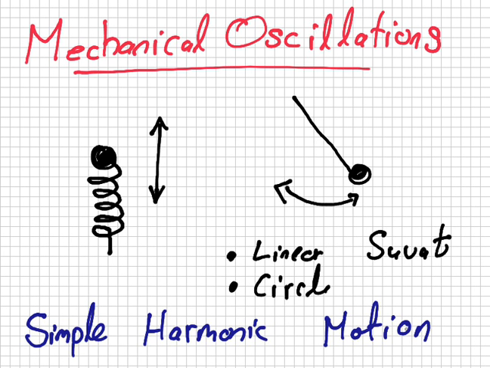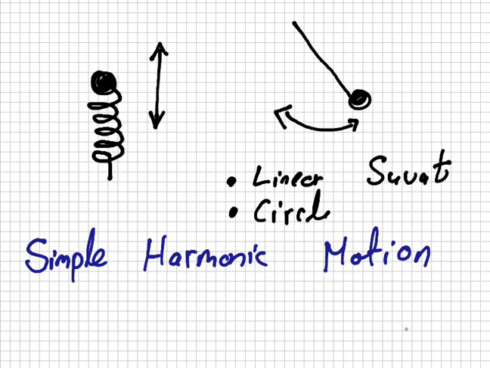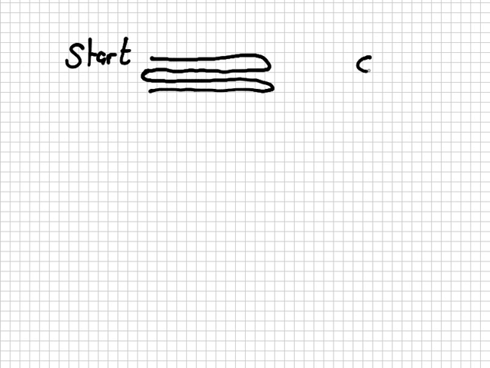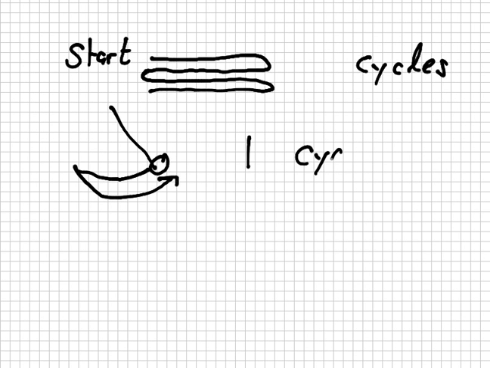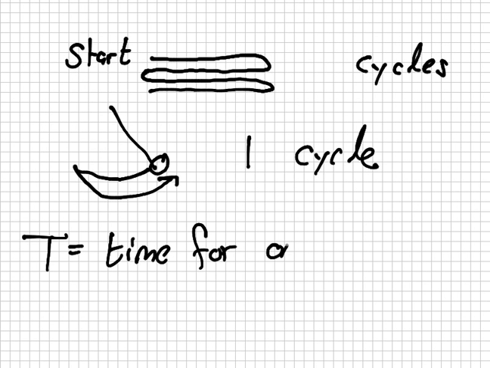Okay, so simple harmonic motion. I won't do the formal definition yet, but this is just motion that has a back and forth to it. Oscillation, yeah. All of these types of motion share one thing in common. There's a start, and then it extends out and comes back to the start. We can call these cycles. So for the pendulum, it would start here, swing out and swing back. That's one cycle. And just like with our circular motion, we let big T equal the time for one cycle.